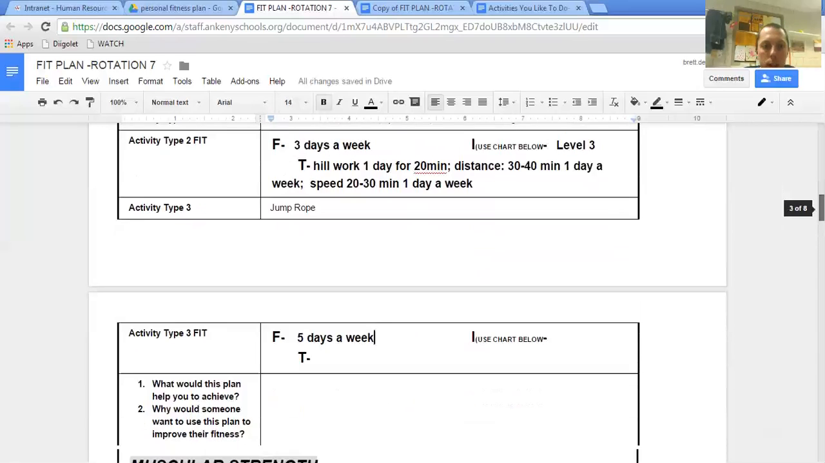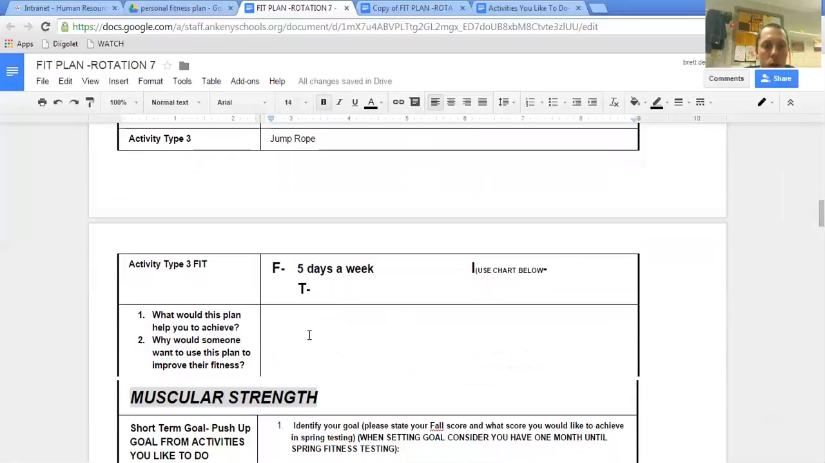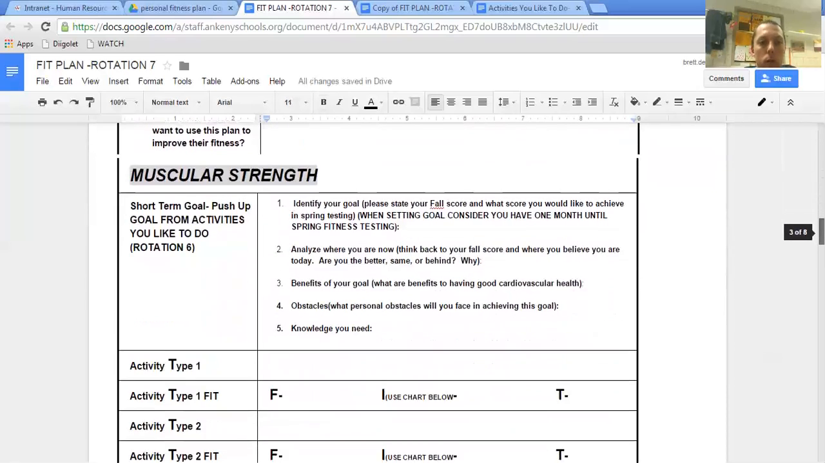After I have all 3 activities filled in, I'm going to come down here to what would this plan help you achieve? Well, hopefully you know by now what you're hoping to achieve. And why would someone want to use this plan to improve their fitness? So this is giving me a reason why this is a good plan for someone. If you were to hand this plan to someone, this would help improve their cardiovascular fitness. Why? Give me reasons, back it up. Okay? So this is how you would complete the rest of the different components of fitness.